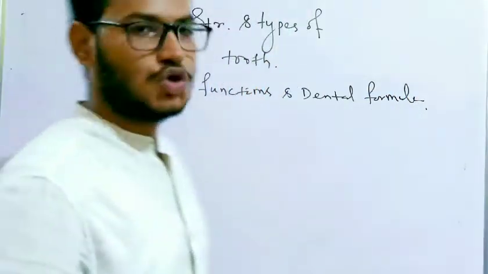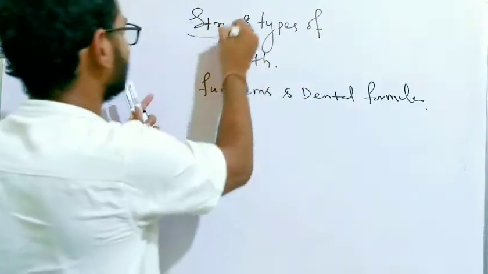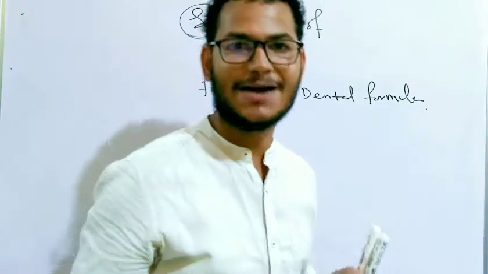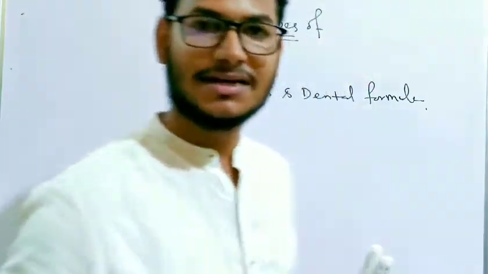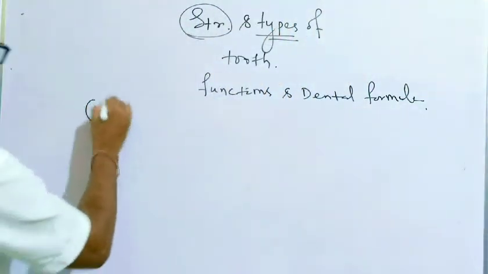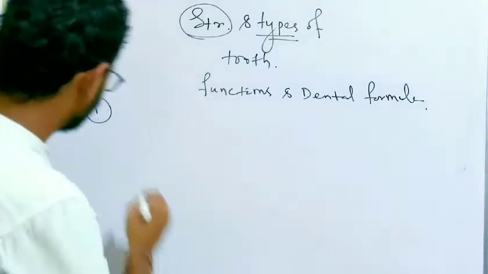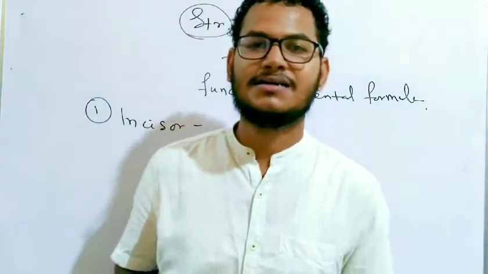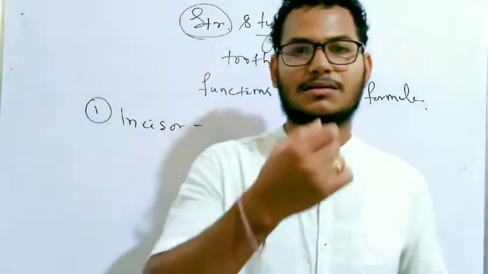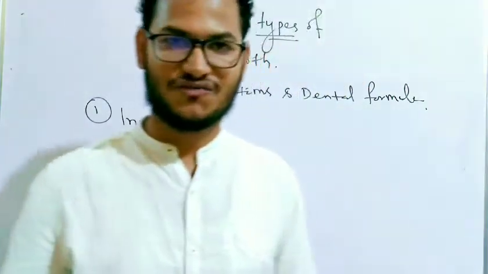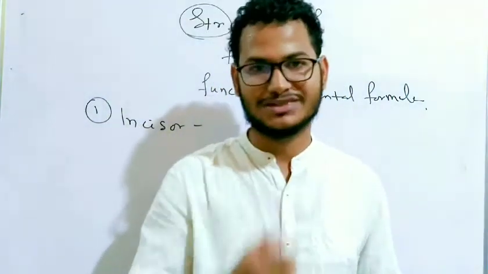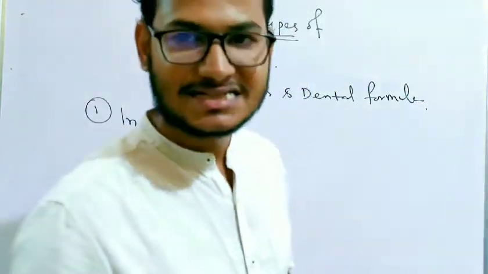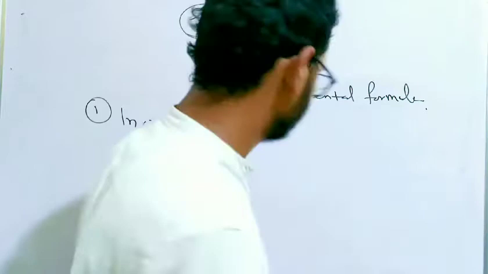Clear? So we have learned about the structure in detail. Now we will talk about the types of tooth. We have 4 different types of tooth in human, and they are: number 1, the incisor. The incisors are the tooth that are present at the front side of both the jaws, maxilla and mandible. Clear? So the incisors are chisel shaped.